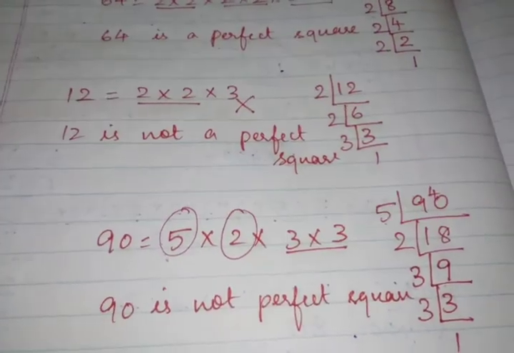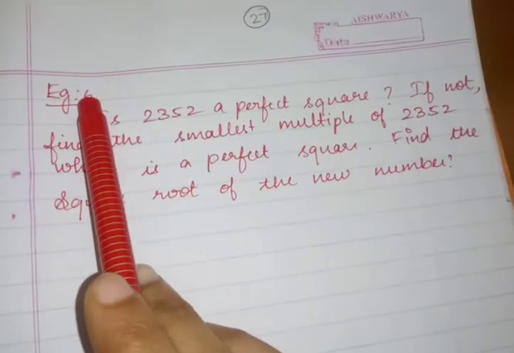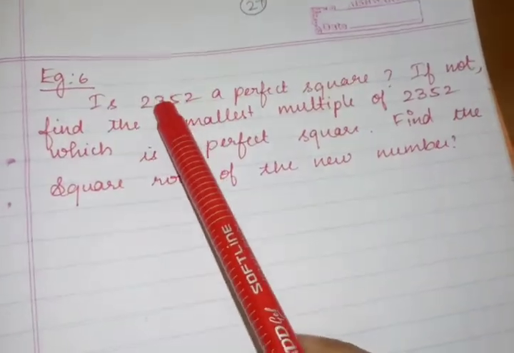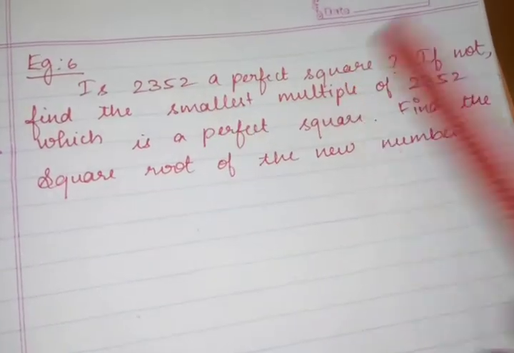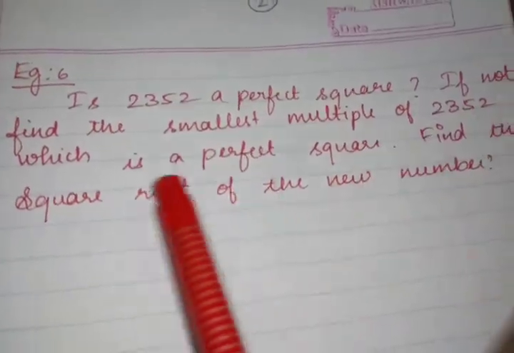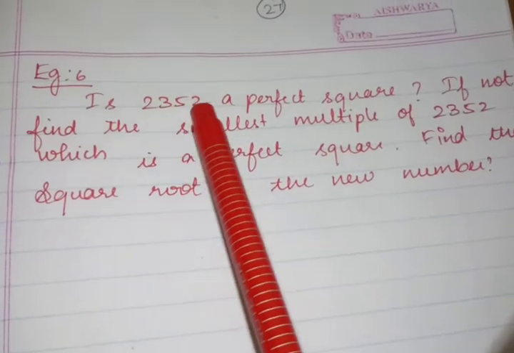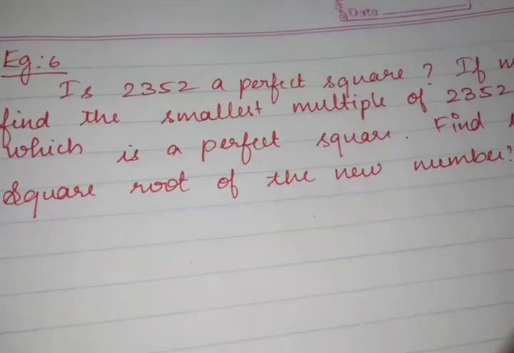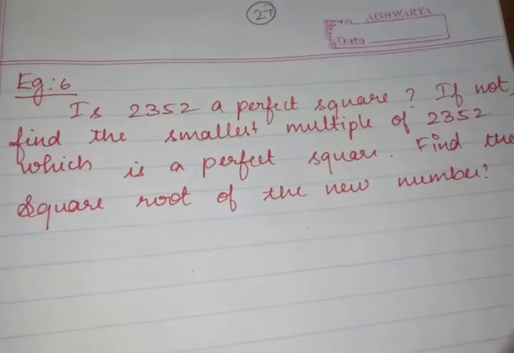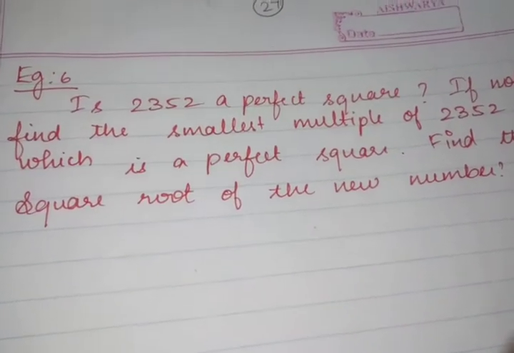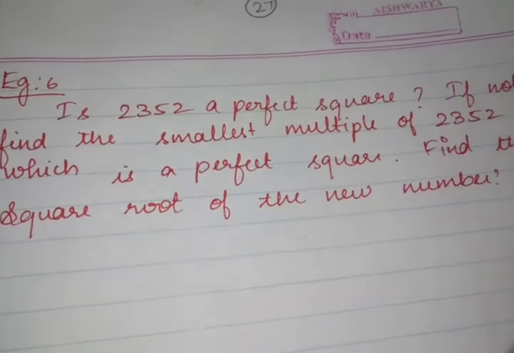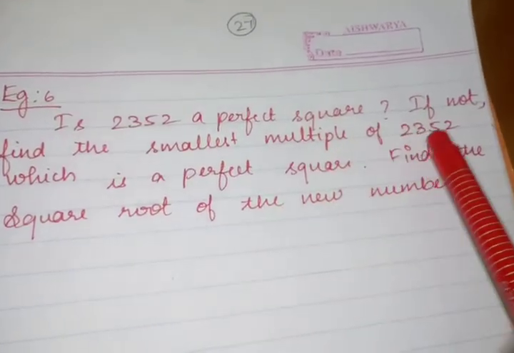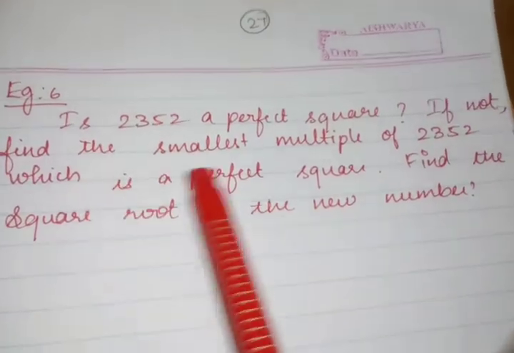Okay, next is your example number 6. What is the question? Is 2352 a perfect square? They are asking whether 2352 is a perfect square. So how will you find that? You will do the prime factorization and check whether the pairing is there or not. Okay, if not, find the smallest multiple of 2352 which is a perfect square.